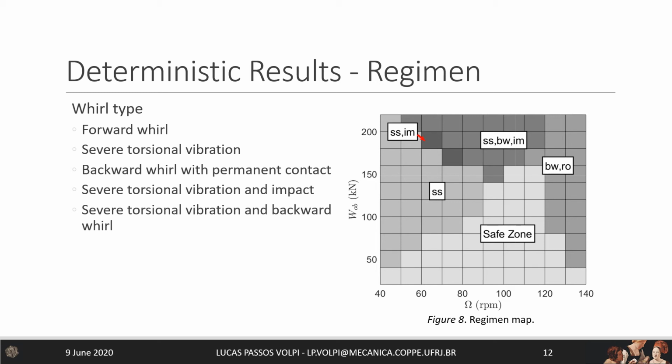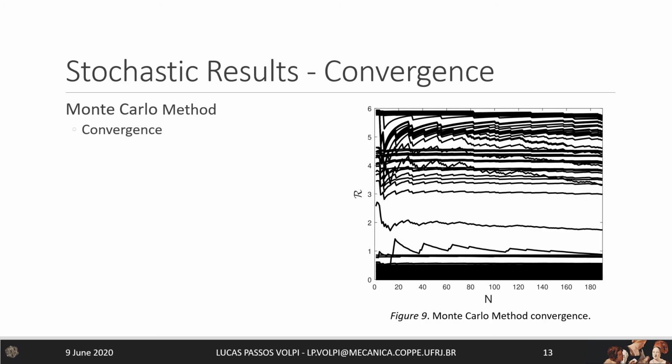The first region is a safe zone, where only harmless forward whirl is present. The second region is defined by severe torsional vibrations and forward whirl. In the third region, there is backward whirl with permanent contact. The fourth, a combination of both severe torsional vibration and impact. The fifth and last region is a combination of severe torsional vibrations, backward whirl, and impact.